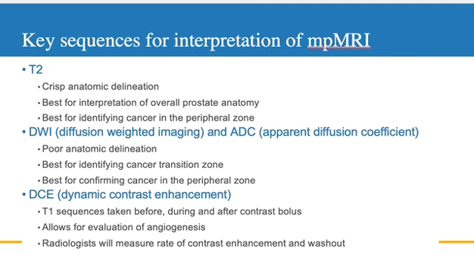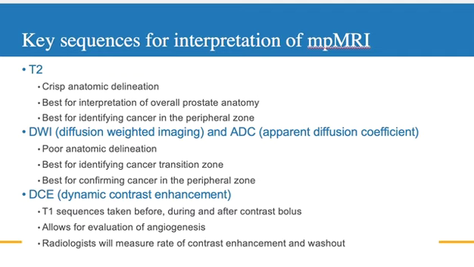The first are the T2 sequences, and these sequences are essentially the best anatomic view of the prostate. They provide crisp anatomic delineation. They are best for interpreting the overall shape, size of the prostate and the different zones of the prostate, and they are very useful for identifying malignancies in the peripheral zone of the prostate.